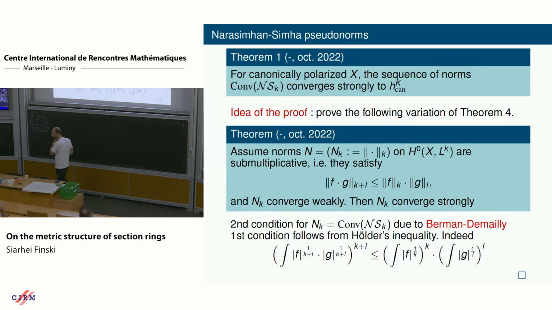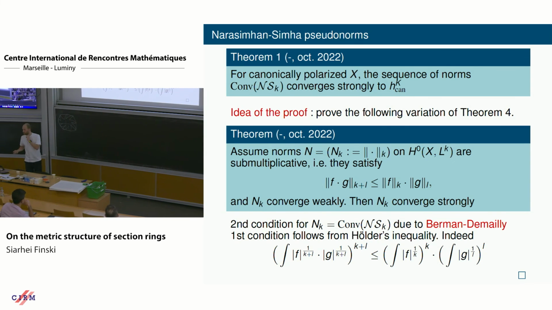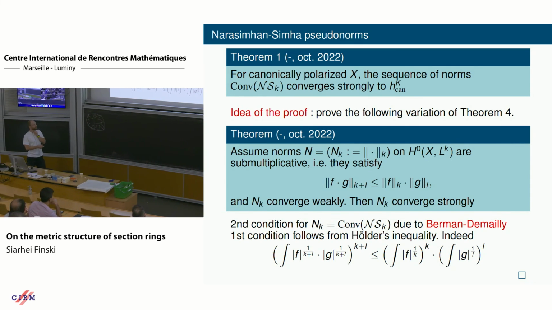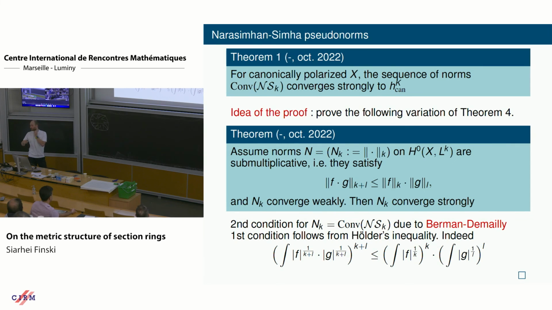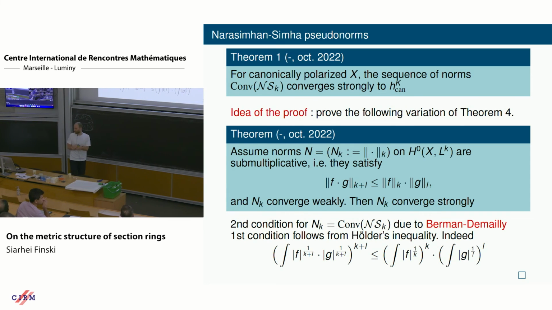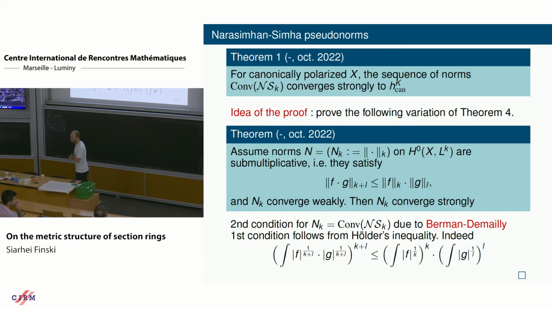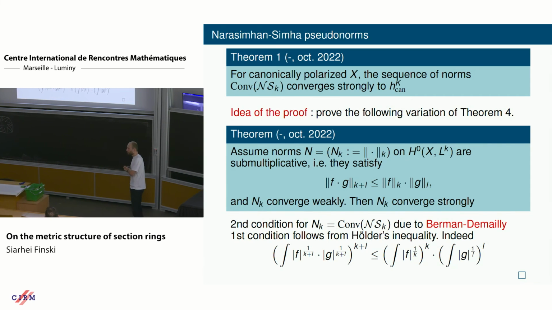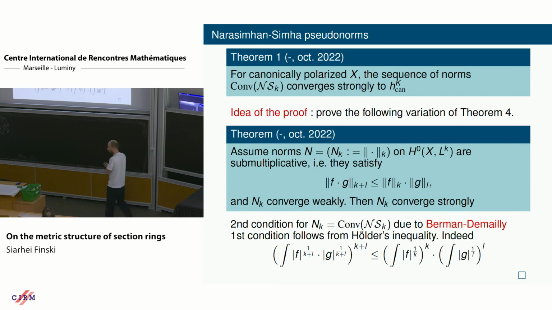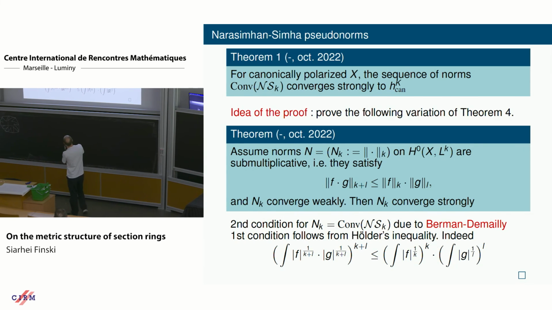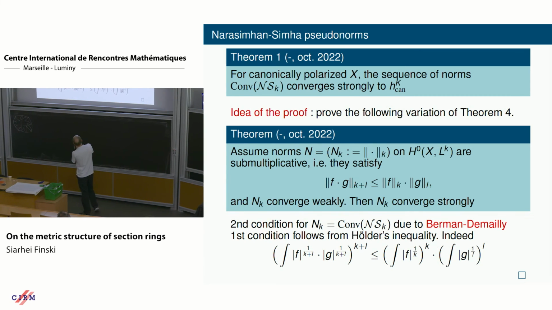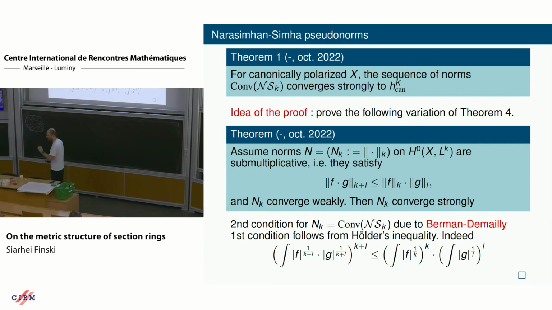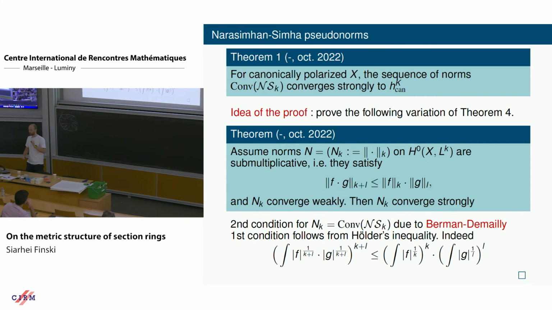The reason why it's very relevant is because, as I described previously, by a result of Berman-Demailly, the sequence of norms given by the convex half converges weakly to the supercanonical metric of Tsuji. But the submultiplicativity condition is actually an easy consequence of Hölder's inequality. In other words, it says that the integral of the product of two things can be bounded in terms of the product of the integrals. So if we are able to prove this theorem, we are getting this result for free. Okay. Right now, I would like to describe to you how to prove the theorem below.